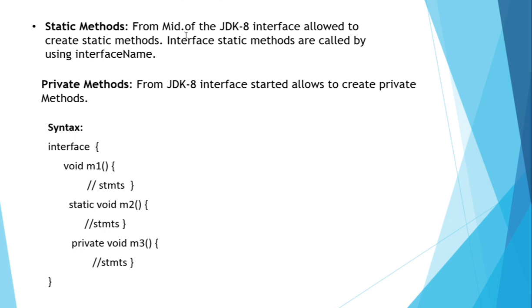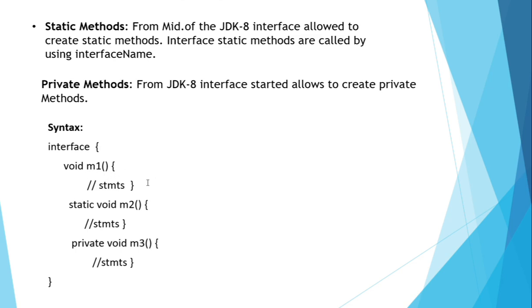Next, static methods. From the middle of JDK8, an interface is allowed to create static methods. Interface static methods are called by using the interface name. Without the interface name, we cannot call the static methods. Next, from JDK9, an interface started allowing private methods. Here, this is a small example for interface methods.